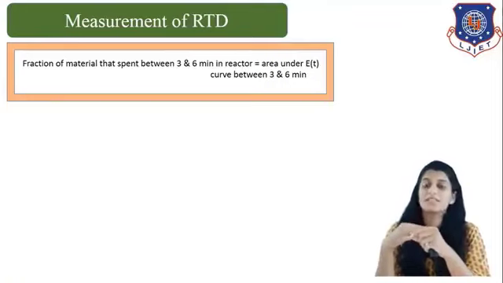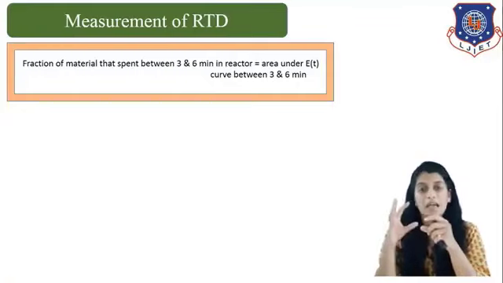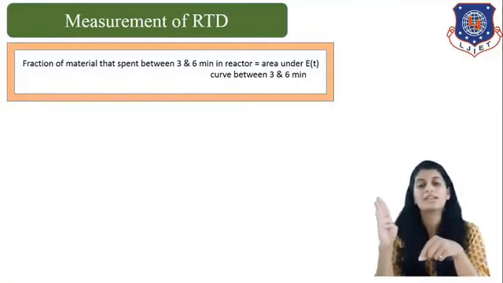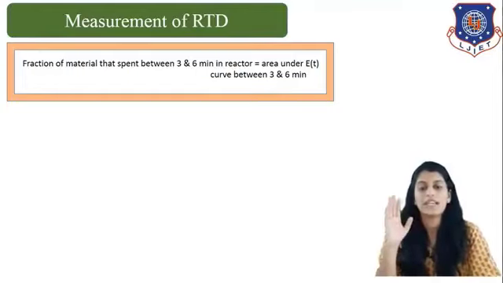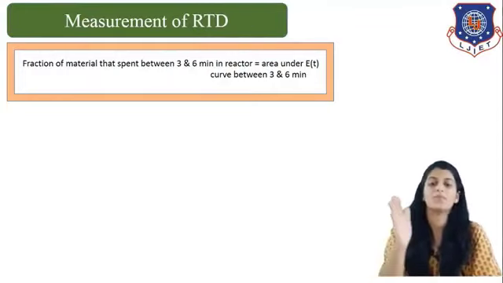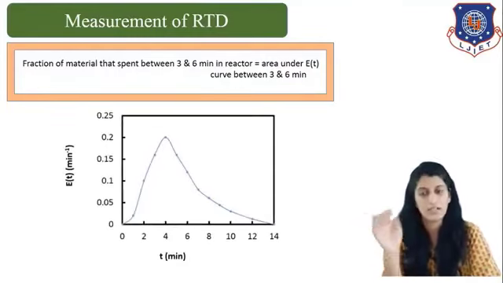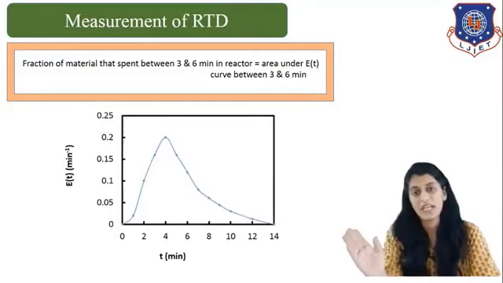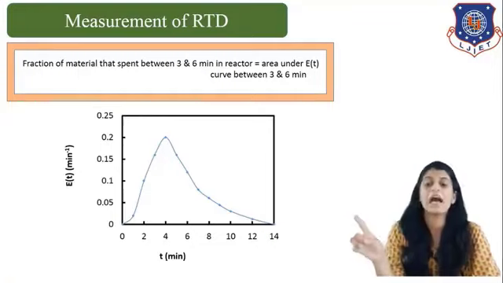The last problem which is left is to determine how much amount of material has spent time between 3 minutes to 6 minutes inside a reactor. For that we need to determine the area of the E curve between 3 minutes and 6 minutes. This is our E curve, which we have plotted.